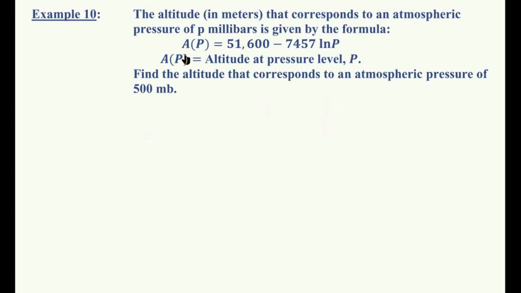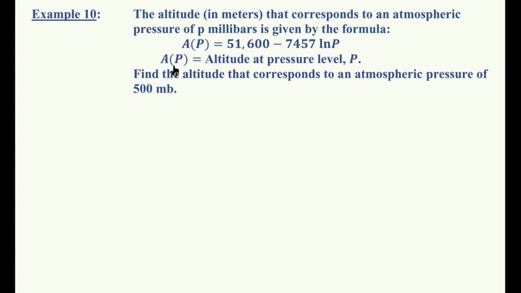All right, as a last example, let's take a look at an atmospheric pressure problem. This is a natural log application. This fancy formula here gives us the altitude measured in meters that corresponds to a given atmospheric pressure of P millibars. Now, what we want to calculate is the altitude that would correspond to an atmospheric pressure of 500 millibars. With this kind of problem, it looks fancy, it sounds fancy, but it's extremely simple. All you have to do is know what each letter represents.